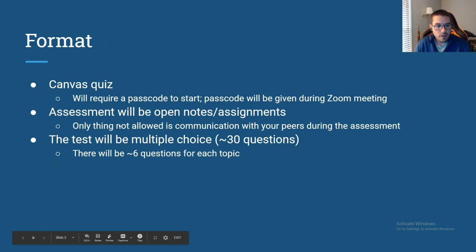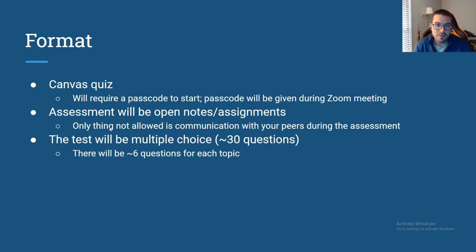The format is it is going to be a Canvas quiz. You will need to be in class from your designated time. I'm going to give everybody a passcode that will allow them to start the assessment. If you are not there in class, then you're going to have to take it at an alternative time. It is open notes, open assignments, open internet, okay, so you can have all the resources you want.